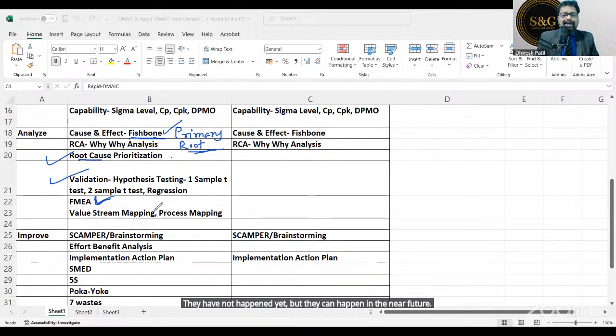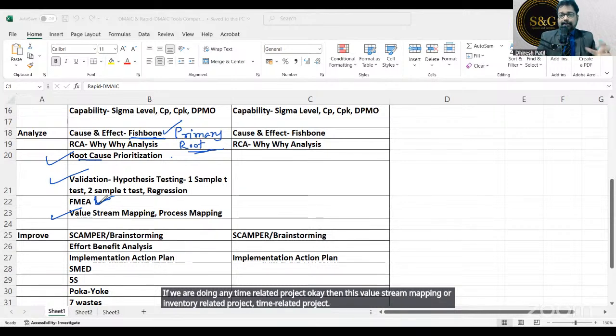Okay. And then value stream mapping, process mapping, these are all lean tools we can use if we are doing any time related project. Then value stream mapping for an inventory related project or time related project. Okay. Then these kinds of tools can be used.